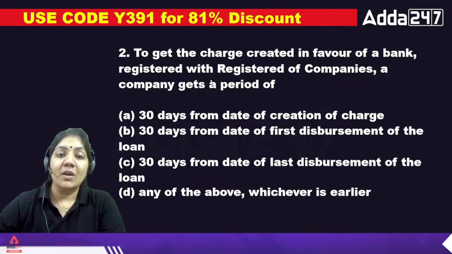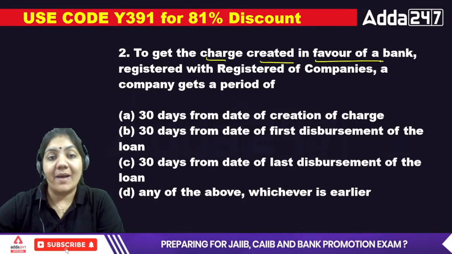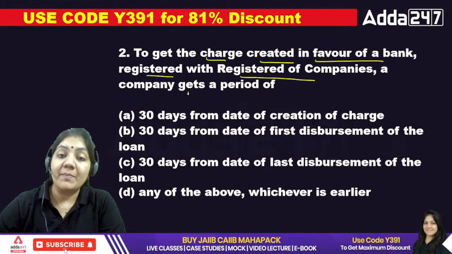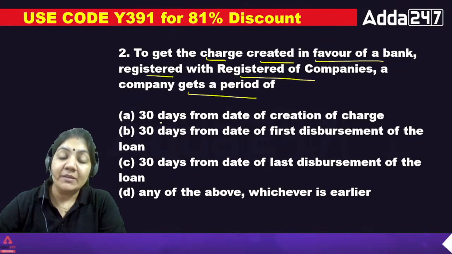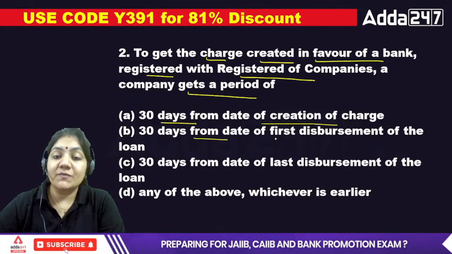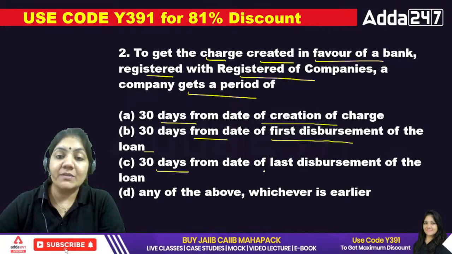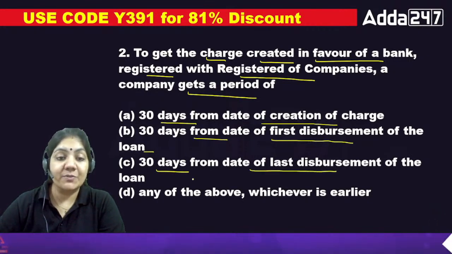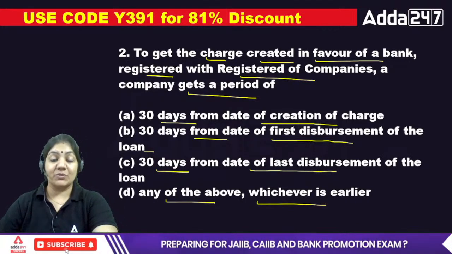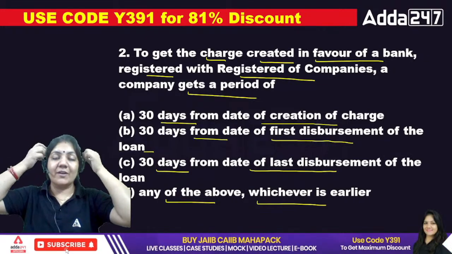Next one. To get a charge created in favor of a bank registered with the Registrar of Company, a company gets a period of 30 days from the date of creation of charge, 30 days from the date of first disbursement of the loan, 30 days from the date of last disbursement of the loan, or any of the above, whichever is earlier. That is a very good question. So which of the following is the right one?